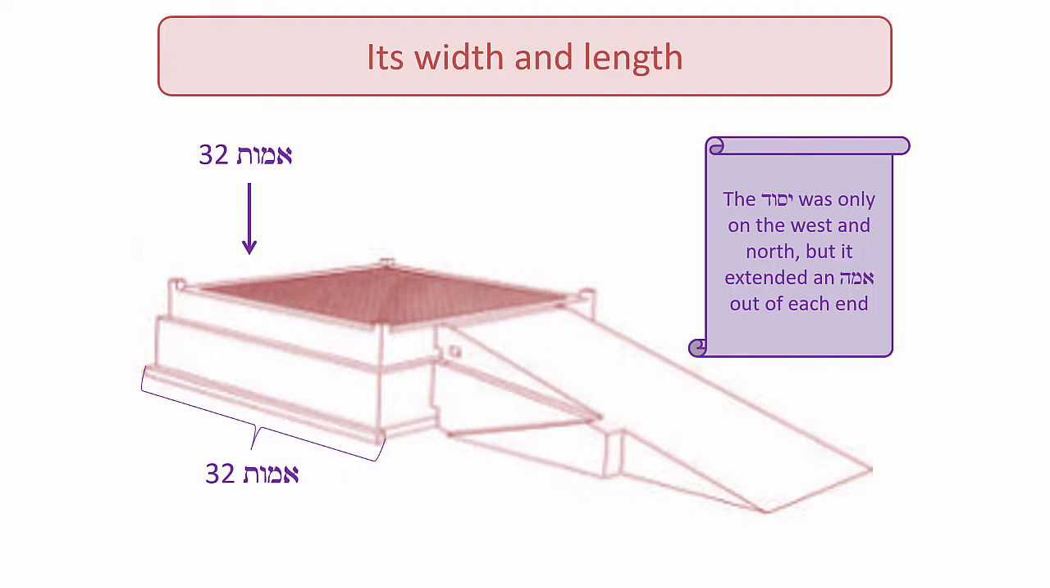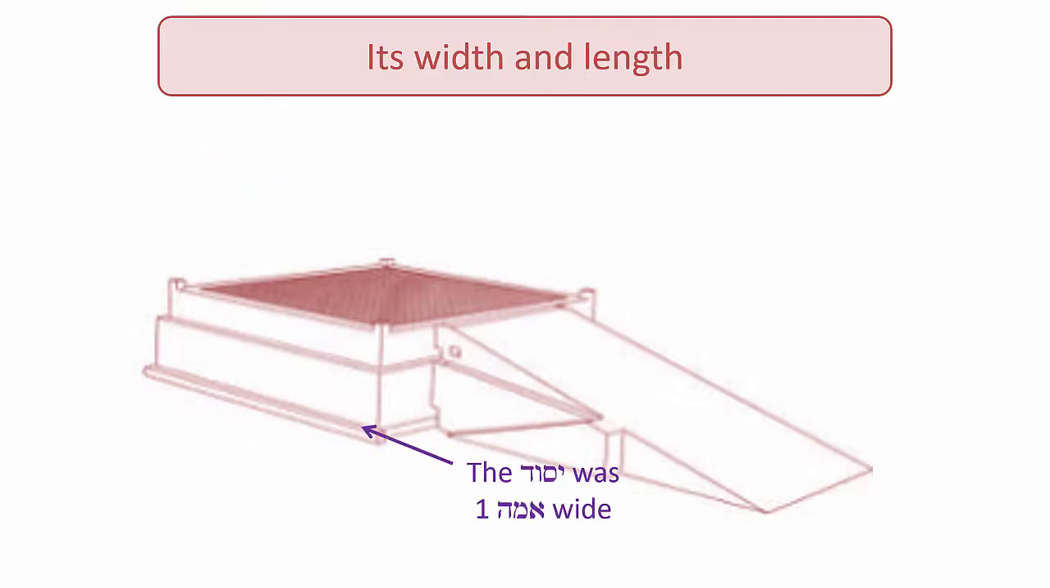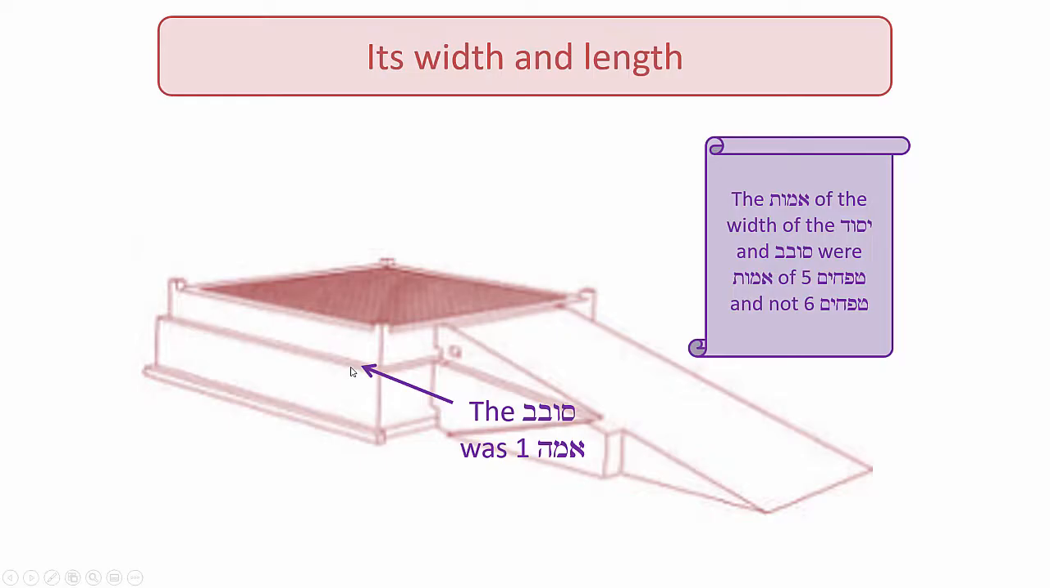Now we're going to see as we go up along the Mizbech, the area becomes smaller and smaller. So starting with the Yesod was an amma wide. So that means the Mizbech got narrower over here. It went in an amma on both sides. And then as we go up further, we have the Soviv, and that also went in an amma. Now regarding these two amas of the Yesod and the Soviv, unlike all the other amas by the width and length, these amas were amas of 5 tfachim. So they weren't amas of 6 tfachim like all the other amas.